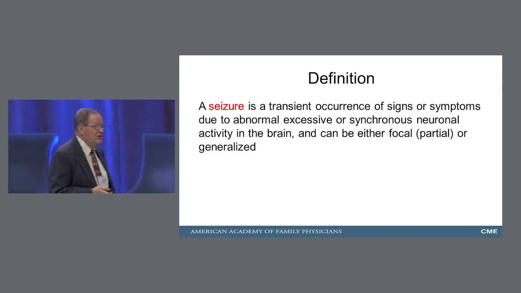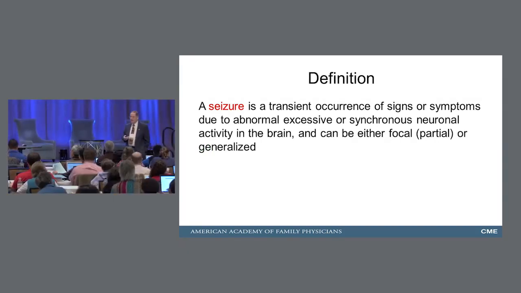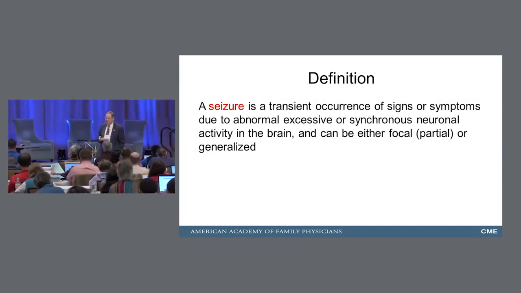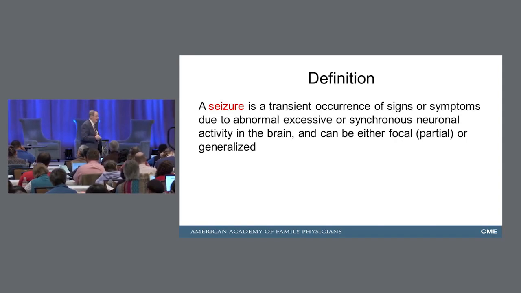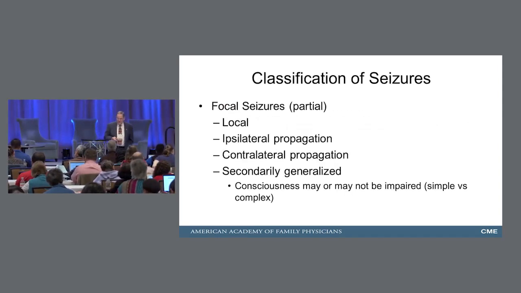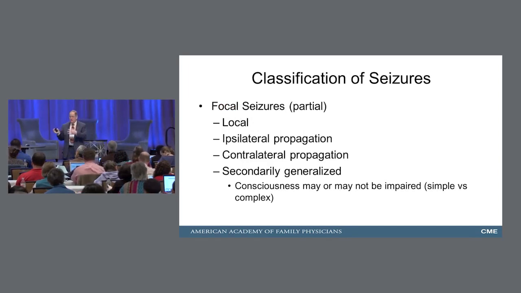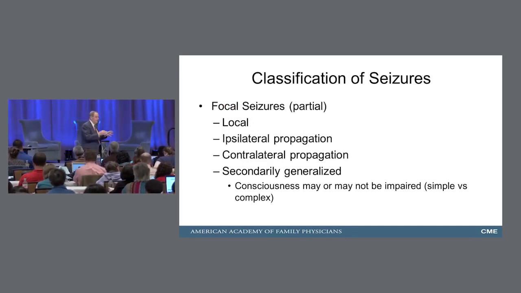First of all, a seizure. A definition of a seizure is a transient occurrence of signs and symptoms due to abnormal, excessive, and synchronous neuronal activity in the brain, and it can either be focal, or partial is the other term for that, or generalized throughout the brain. So the seizures are classified as either focal or generalized, and focal seizures include just those that are localized to one part of the body.